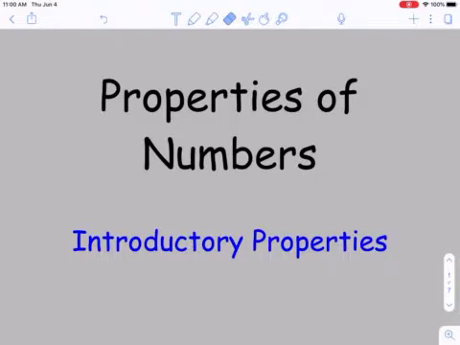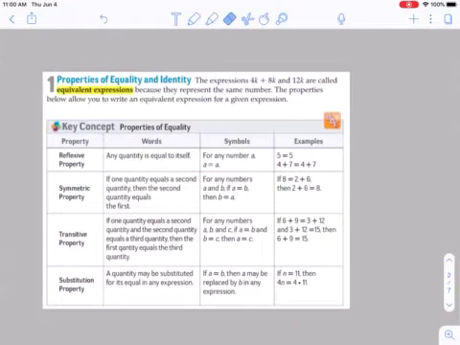All right, so introductory properties. Let's look at a few of these. For these first four properties, I'm going to be completely honest with you: for most of what you do in algebra in this class, you're only going to ever use the substitution property. You need to know reflexive, symmetric, and transitive, but they're pretty straightforward.